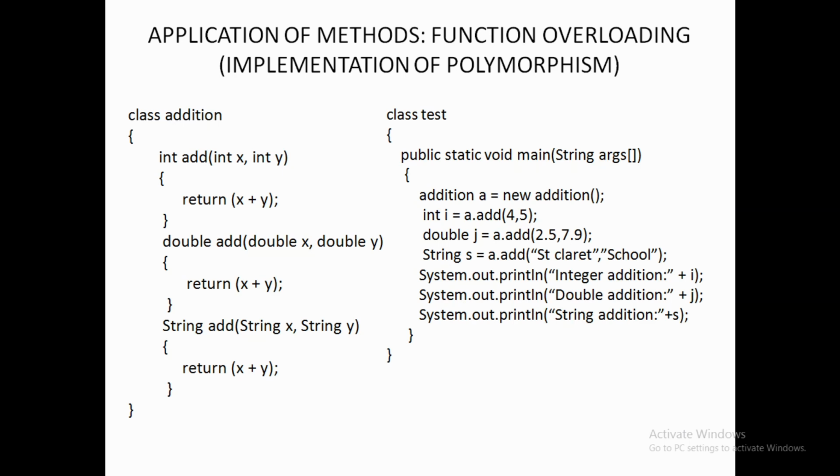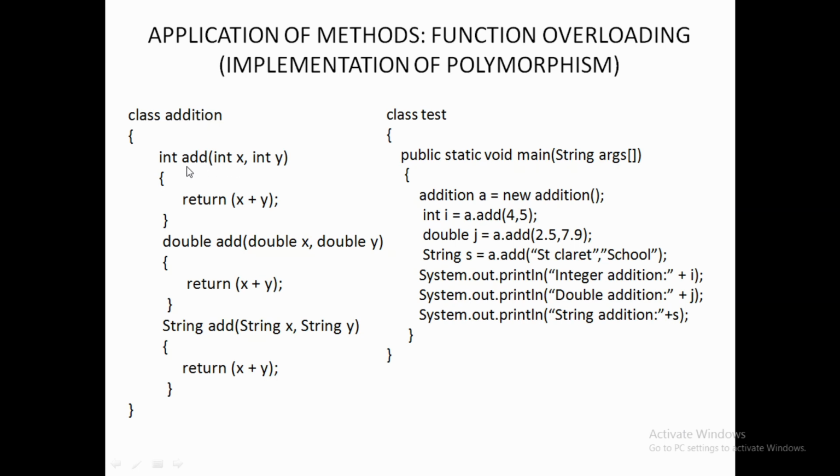In this slide, I have discussed an important application of methods or functions in Java, that is function overloading. Function overloading is a process by which a single function is defined more than once inside a class, as in the case here for the add function. Here I have defined the add function three times, and for all the three definitions, the function signature, that means the return type and the arguments, are different.